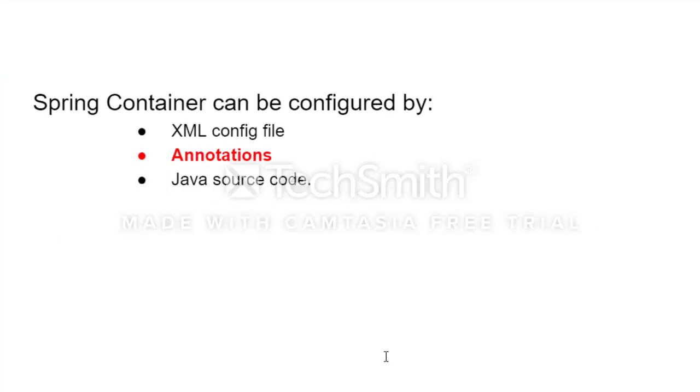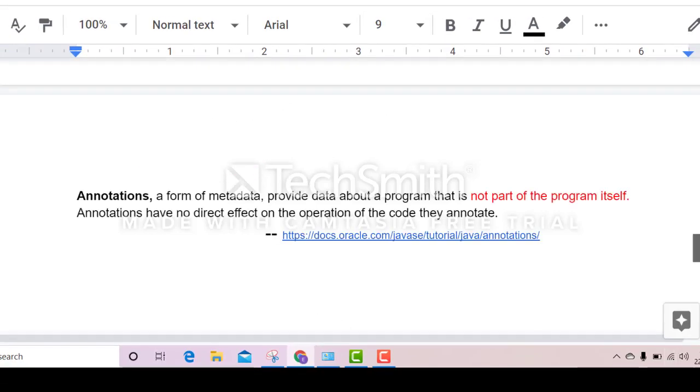What we have done so far is configure the file using XML to define our beans configuration. This time, we try to put a bean inside our container through the use of Java annotations. When we talk about Java annotations, it is a form of metadata. When you say metadata, it is not real data, where we provide data about the program that is not part of the program itself. And annotations do not affect the operations of the program.